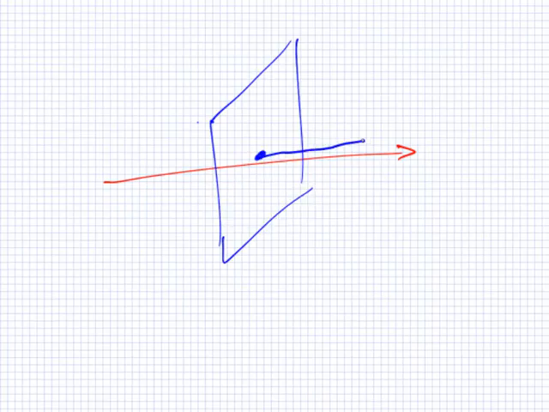Like a flux. This is flux, what are you asking me? It's not surfaces, but oh, it can be any shape.